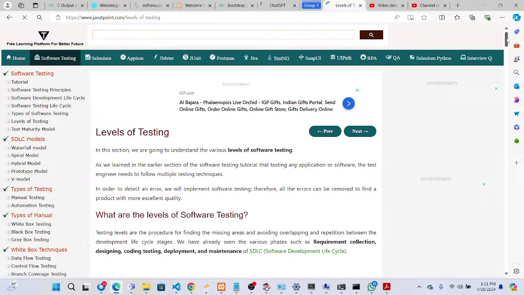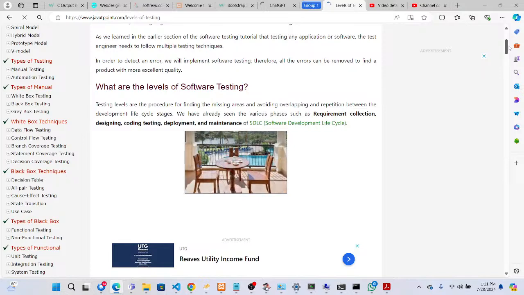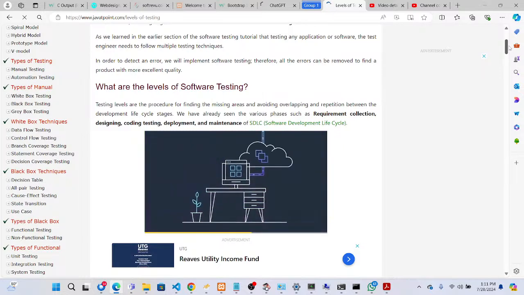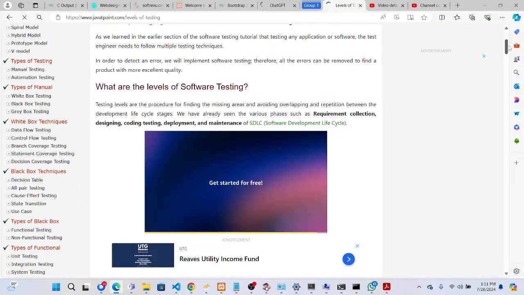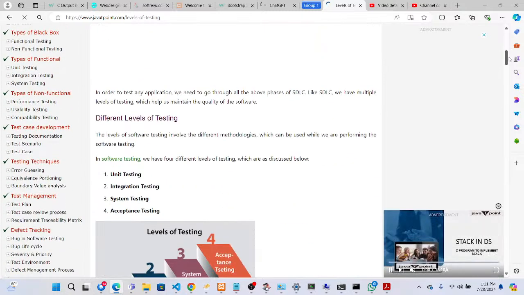In this section we are going to understand the various levels of software testing. Testing levels are the procedures for finding the missing areas and avoiding overlapping and repetition between the development life cycles. We have already seen the various phases, such as requirement collection, designing, coding, testing, deployment, and maintenance, in the software development life cycle. So what are the different levels of testing?